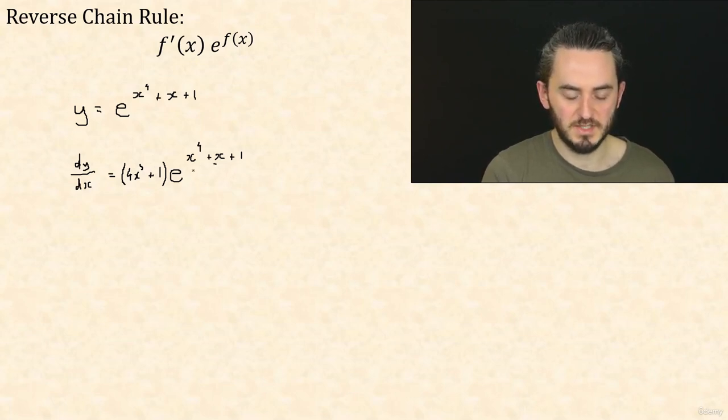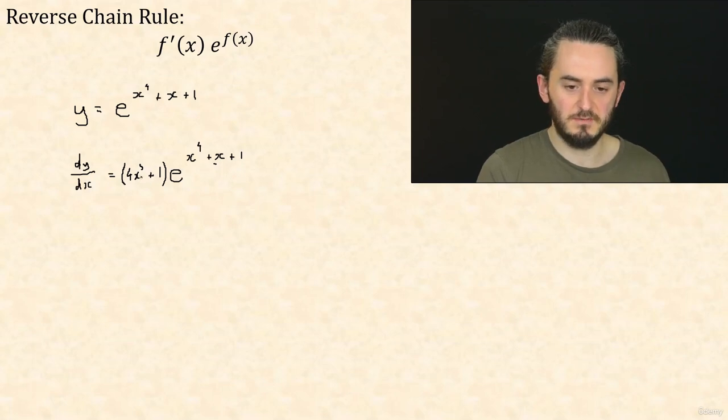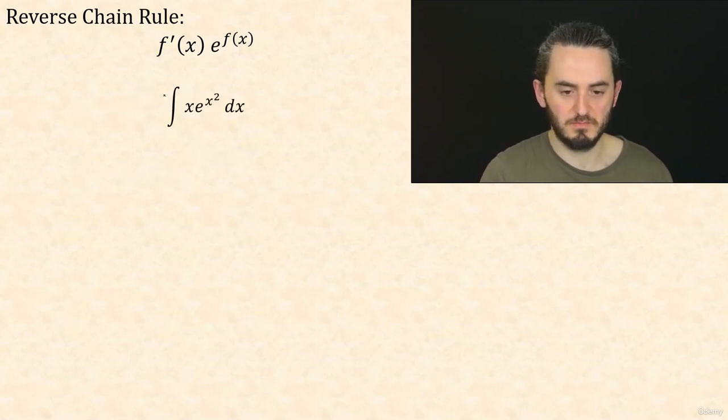So this is our f of x up here, and then we've got the derivative of f of x down here. That is a big clue that what happened was we just had e to the function, e to the f of x, got differentiated. Let's look at some examples.